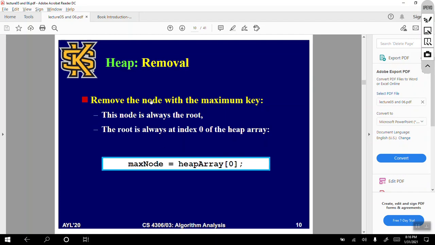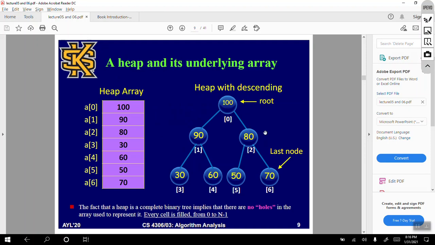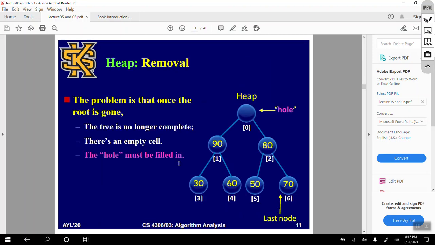Another thing is how do we remove heap elements? We remove the node with the maximum key. The maximum key is always the root element. The root is always at index 0, and it holds the maximum value. Later we will see that we maintain this property throughout our Heapsort algorithm.